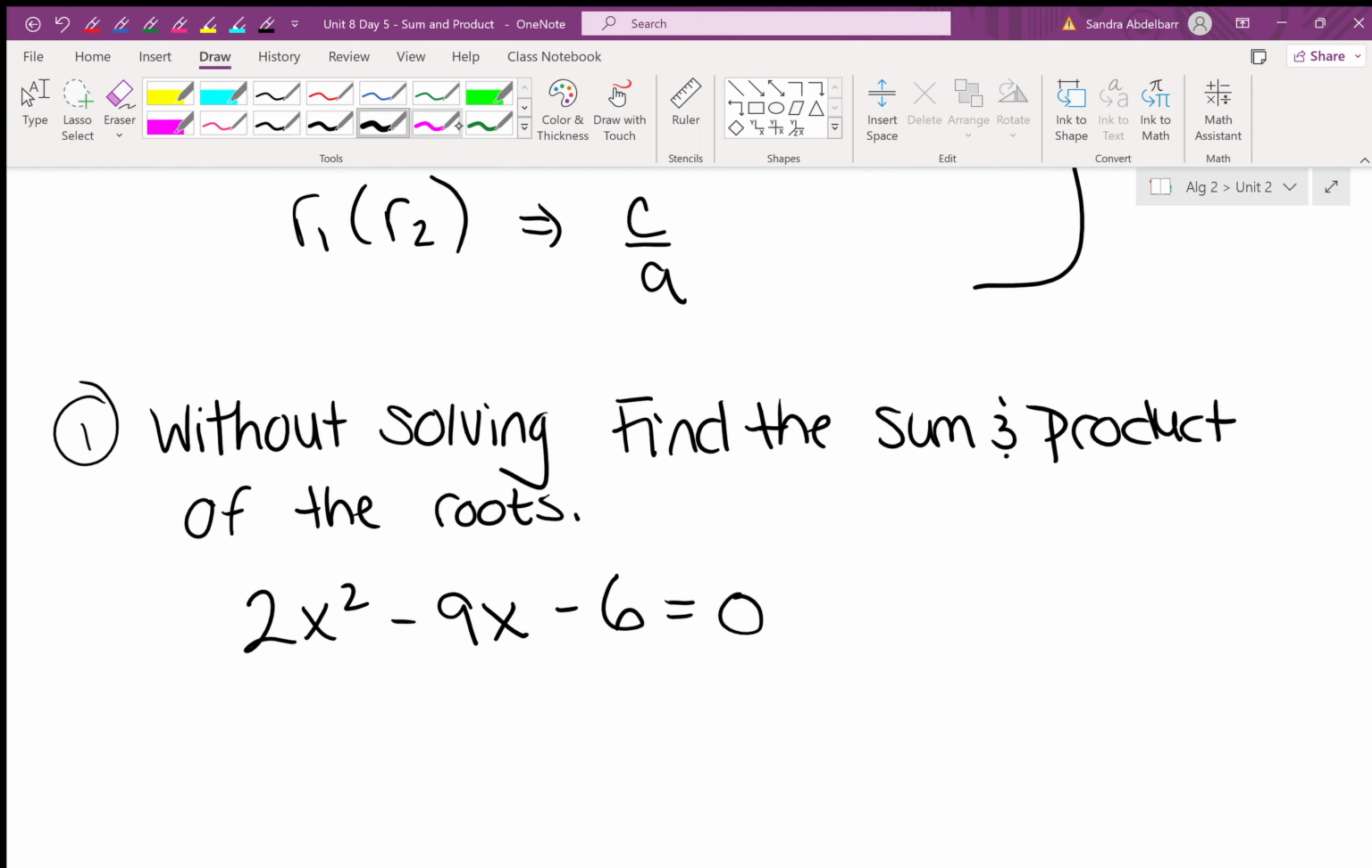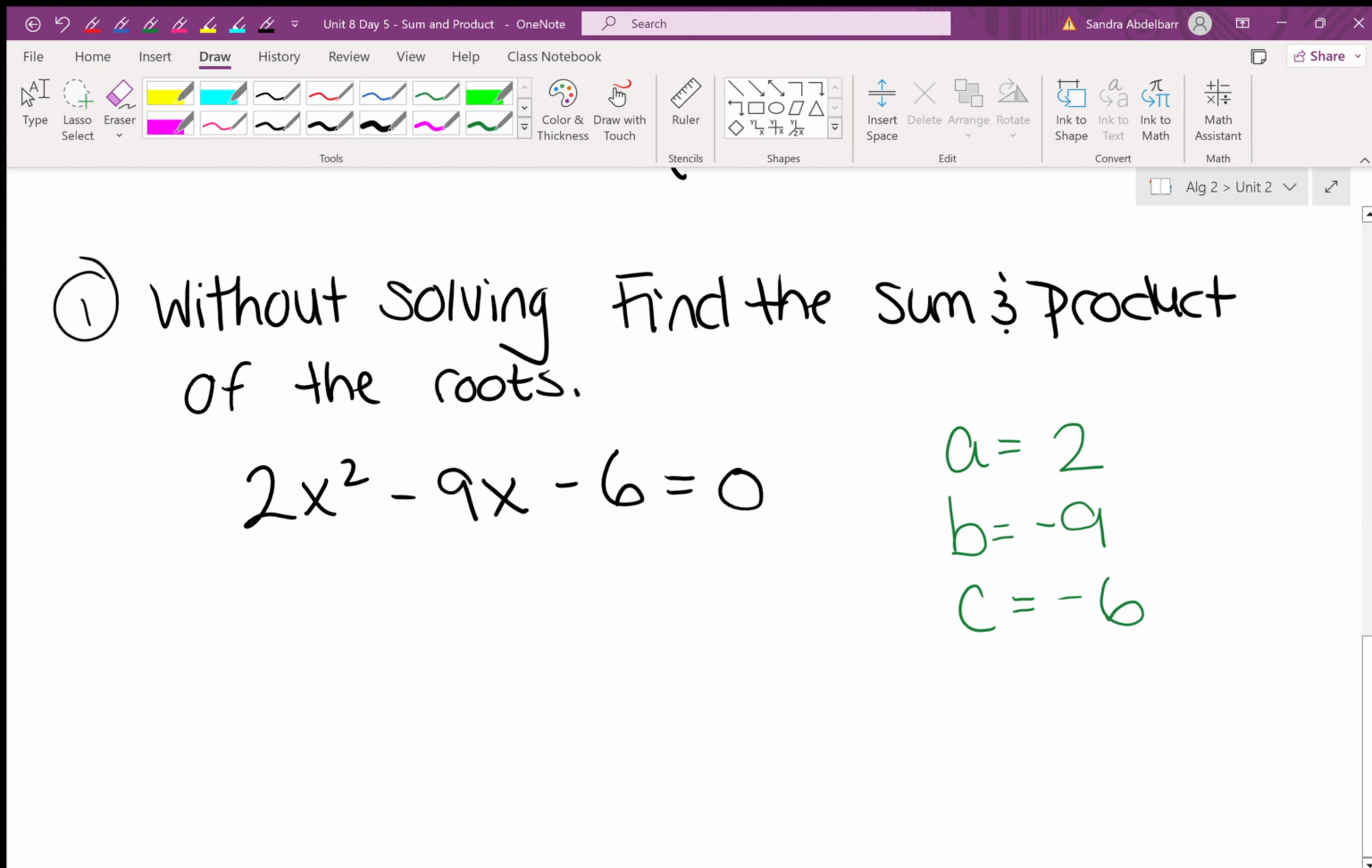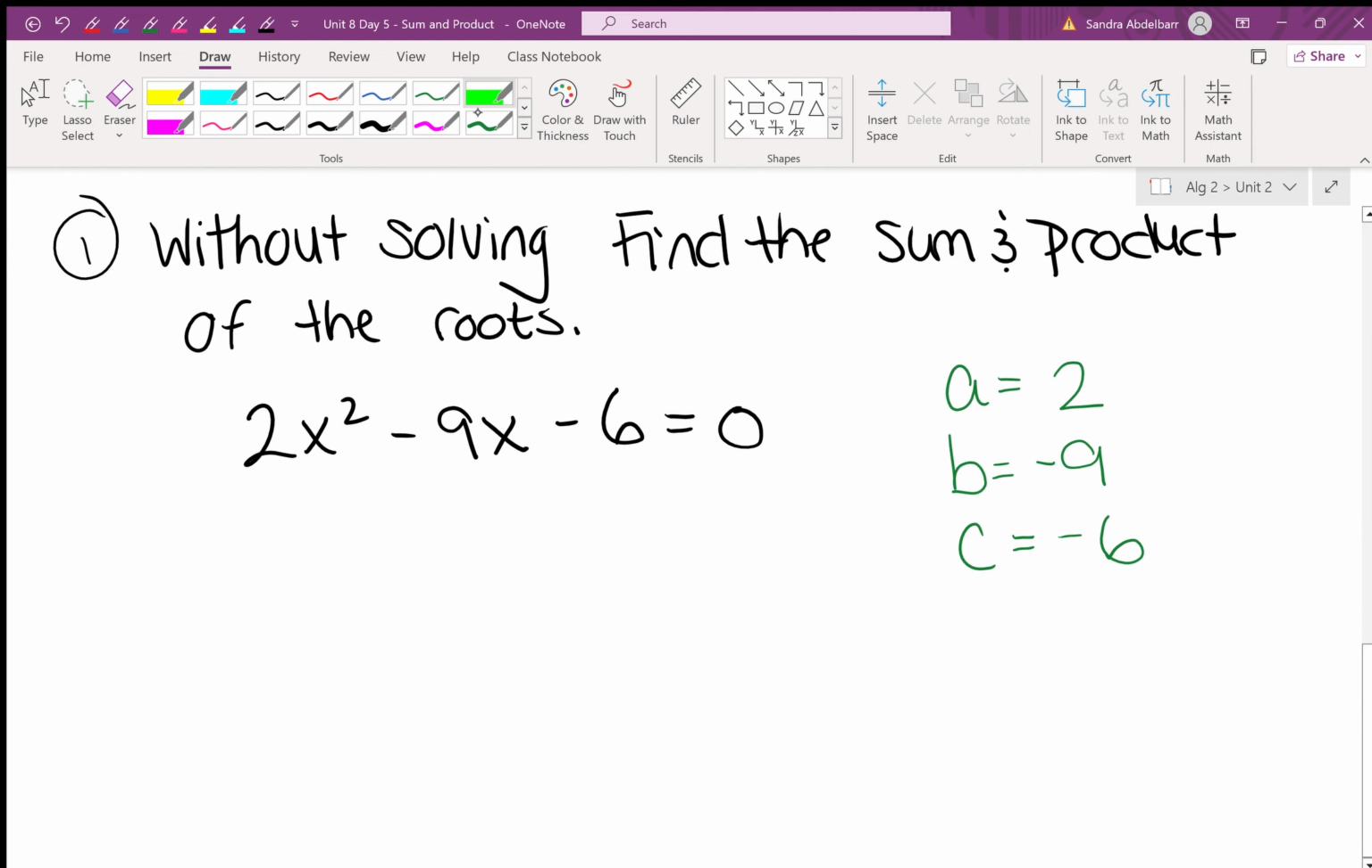All right, do we all agree that A is 2, B is negative 9, and C is negative 6? A is 2, B is negative 9, C is negative 6. All right, so now they're saying without solving, we want the sum and product of the roots. So let's start off with root 1 plus root 2. Well, we had learned that root 1 plus root 2 is going to be negative B over A.